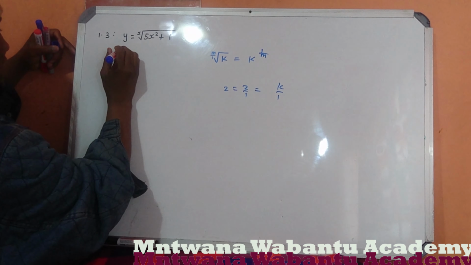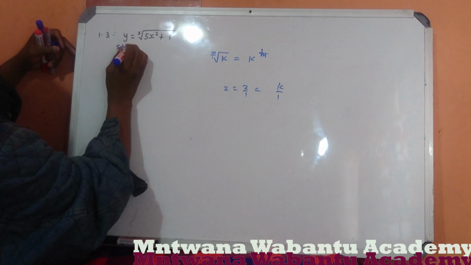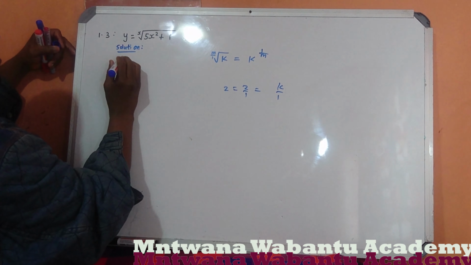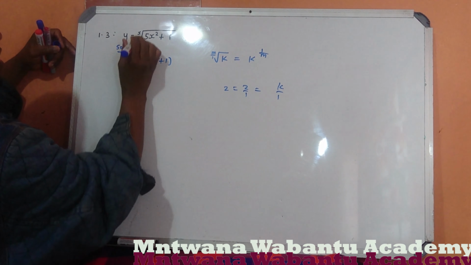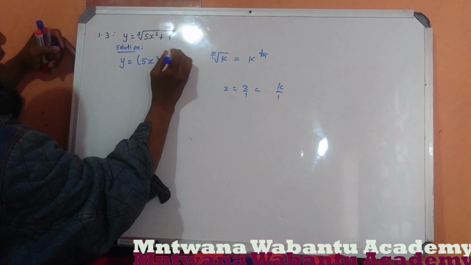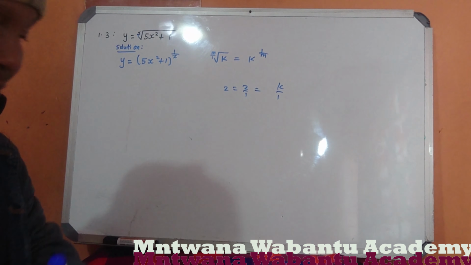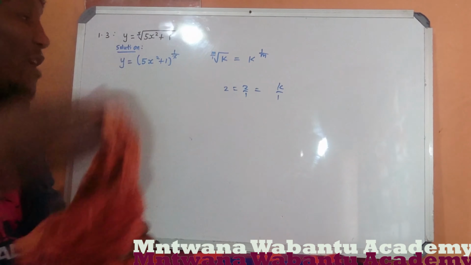So I'm going to do the same thing here. I'll say solution. So this time we say y equal to (5x^2+1), and the root is like over 1, so we say to the power of 1 over x. That's the first step.